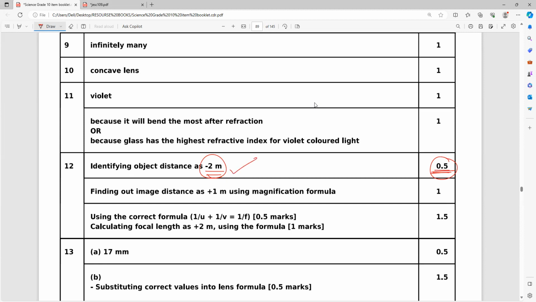Next, finding out the image distance as plus 1 using the magnification formula. What is it, how are they saying? Height of the image is half of the height of the object. So the magnification will become what? Everybody, what is the magnification? 1 by 2. So if magnification is 1 by 2, the magnification formula is minus of V by U. So M is 1 by 2, minus of V by U means again 1 by 2. Minus minus cancel, 2 will get cancelled. So V is equal to what? Everybody, V is equal to what? 1. So finding this is 1 mark.